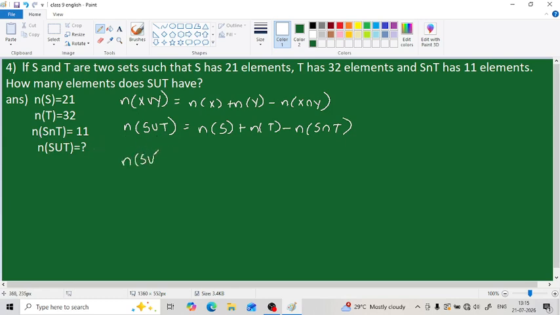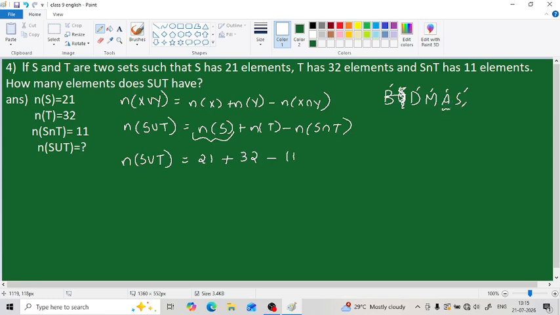So N of S union T equals, N of S is 21, so 21 plus N of T, which we can write as 32, and minus N of S intersection T, which we can write as 11. Plus and minus are both coming together, so we know the word BODMAS: brackets, of, division, multiplication, addition and subtraction. Maybe you are not familiar with this at this time, and I am not explaining it at this moment.